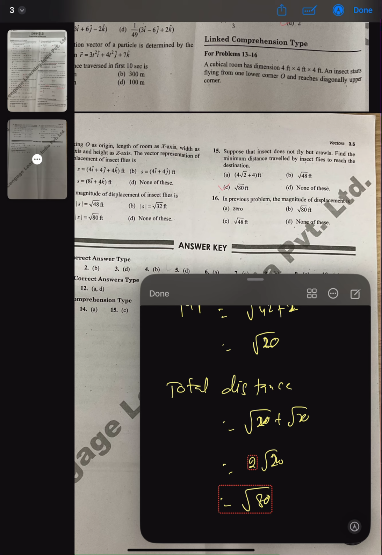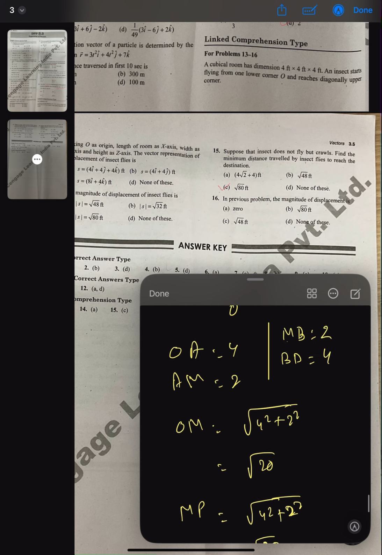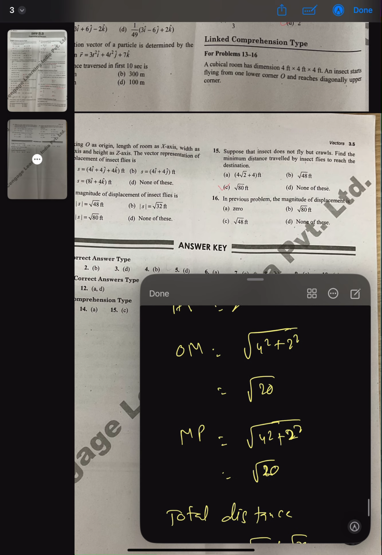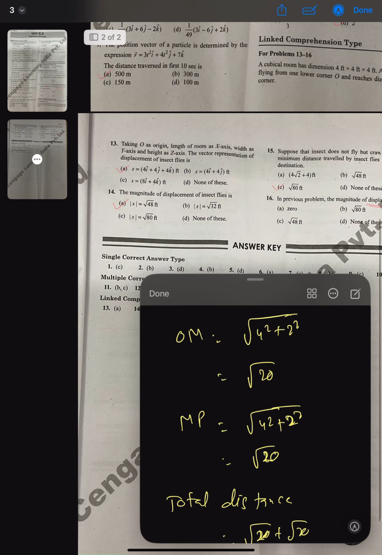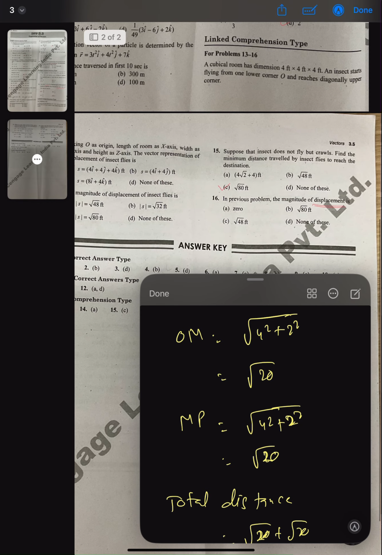In the previous question, the magnitude of displacement. See, what we calculated in the previous question is distance. This is the distance, and it is asking the magnitude of displacement. So displacement will remain the same now. Displacement does not change. Displacement depends only on initial and final position. So we had already calculated displacement. So the answer will be C only.